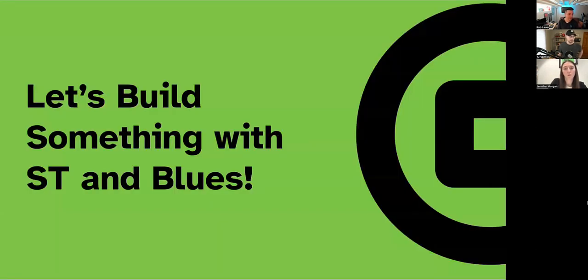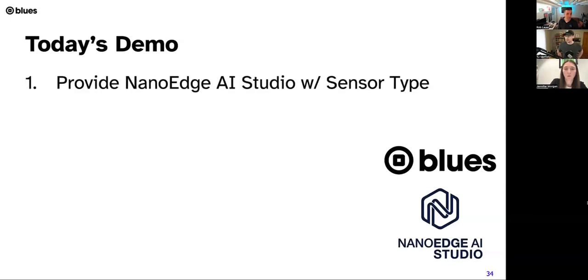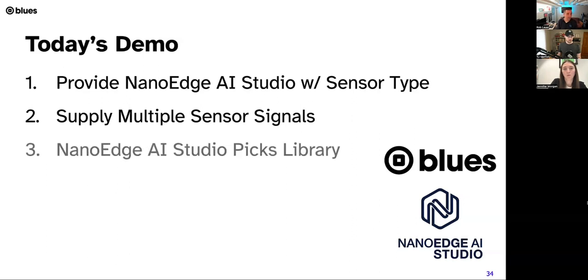All right, so with that intro to NanoEdge AI Studio and the Notecard and Notehub, let's actually build something. Our technical demo today is going to involve supplying the tool, NanoEdge, with the type or types of sensors we're going to use to build the ML model. We're then going to start piping in data over serial from the accelerometer. Once NanoEdge knows the type of sensor and has examples of the data it will be receiving, it will then automatically pick a custom library for us based on those inputs.